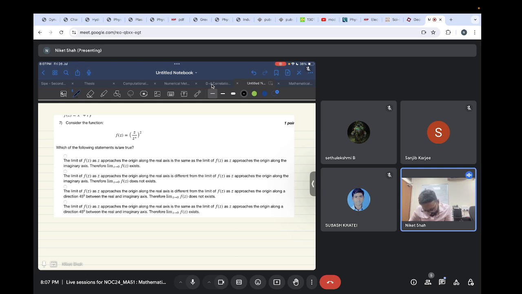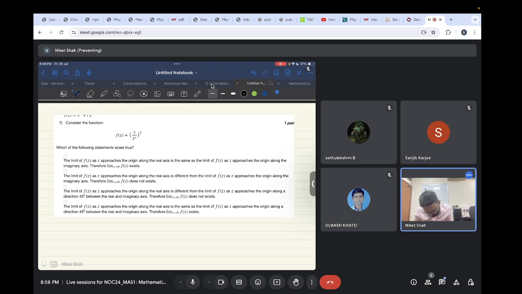The second option tells me that the limit of f of z as z approaches the origin along the real axis is different from the limit when it approaches the origin along the imaginary axis. So the second statement is claiming that these limits are not the same. They are different. Therefore, the limit does not exist.